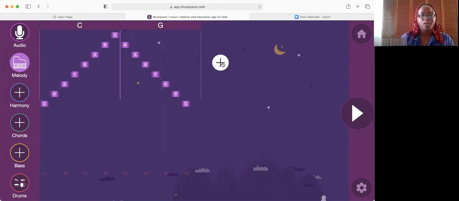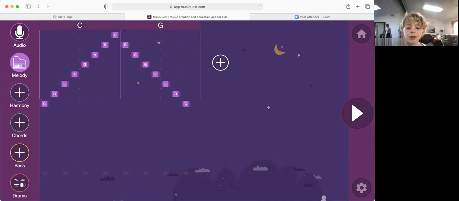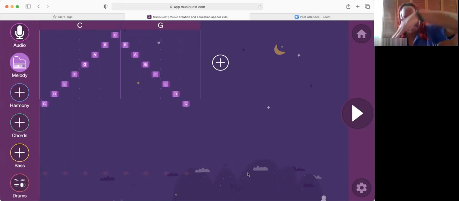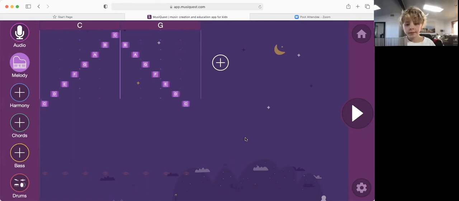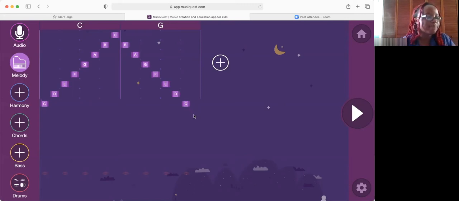All right, great. So that's how scales operate. From the first C to the next C in the first bar is called the ascending C major scale. In the second bar, from that top C to the bottom C is called the descending C major scale because it's going down. So ascending is going up and descending is going down. Follow? Awesome.